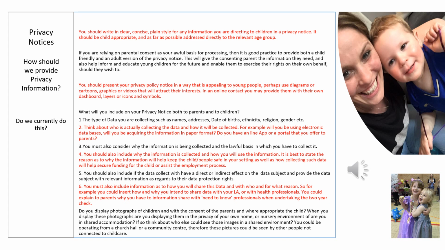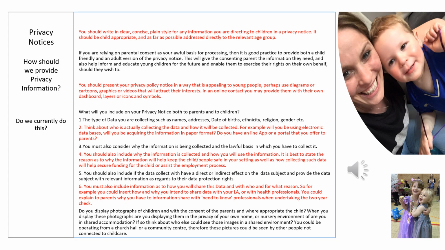How should you provide privacy information? You should write in a clear, concise, plain style for any information you are directing to children in a privacy notice. It should be child appropriate and, as far as possible, addressed directly to the relevant age group. If you are relying on parental consent as your lawful basis for processing, then it is good practice to provide both a child-friendly and adult version of the privacy notice. This will give the consenting parent the information that they need and help inform and educate young children for the future, enabling them to exercise their rights on their own behalf should they wish.